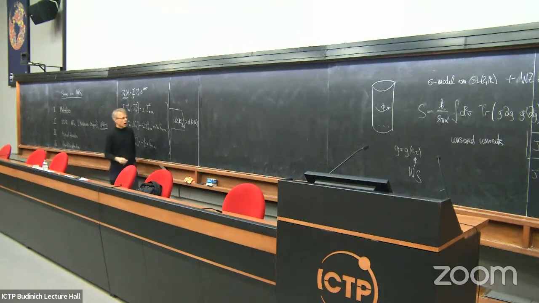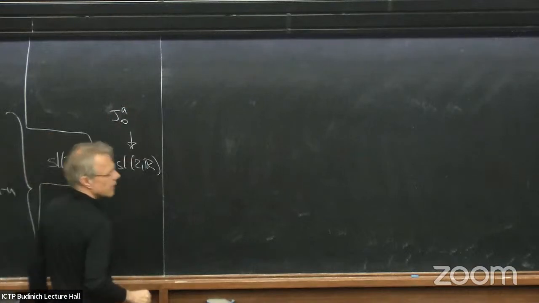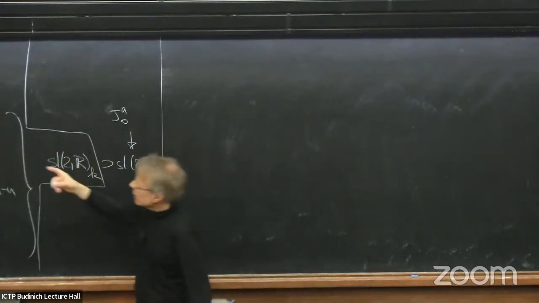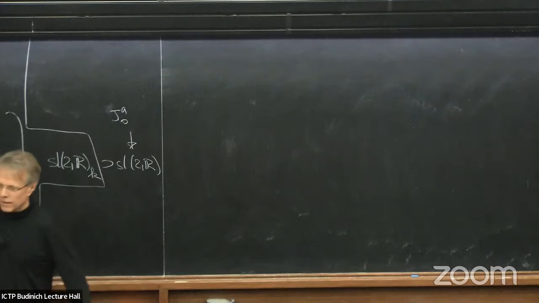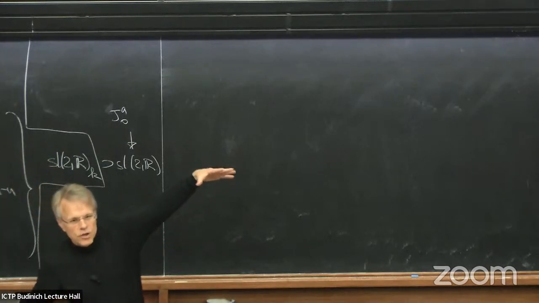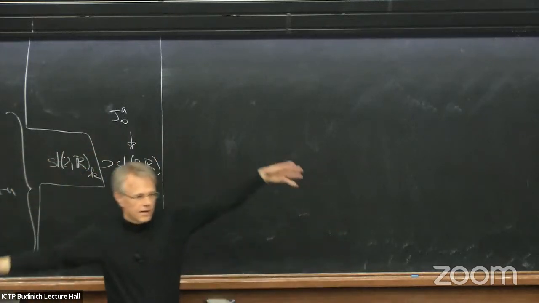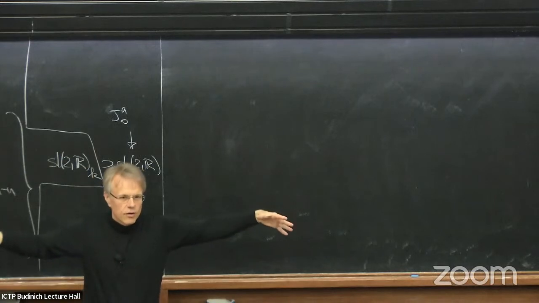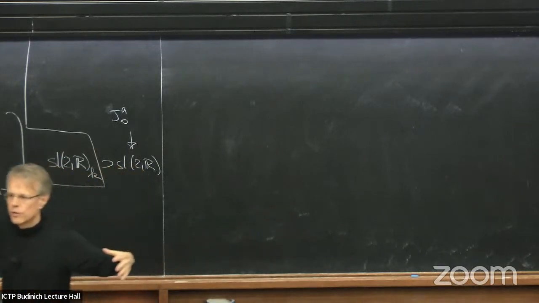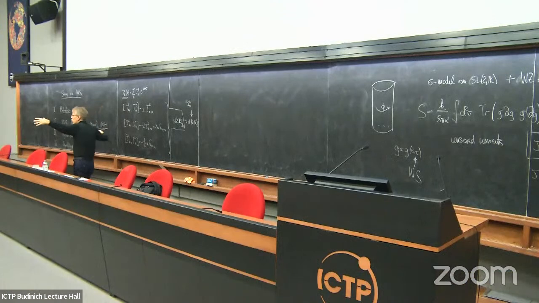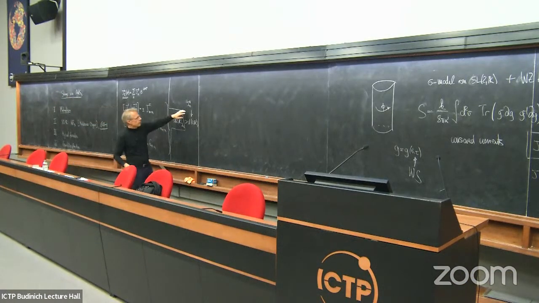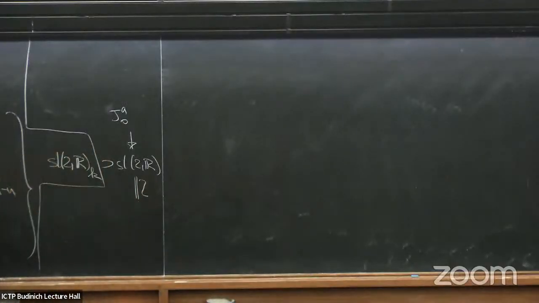And the copy of SL2R is generated by J^a_0. And what does this mean? Well, the zero modes are the ones that don't depend on x plus. So these are the rotations where you globally rotate the SL2R space. From the point of view of the boundary, that's also globally rotating your boundary.